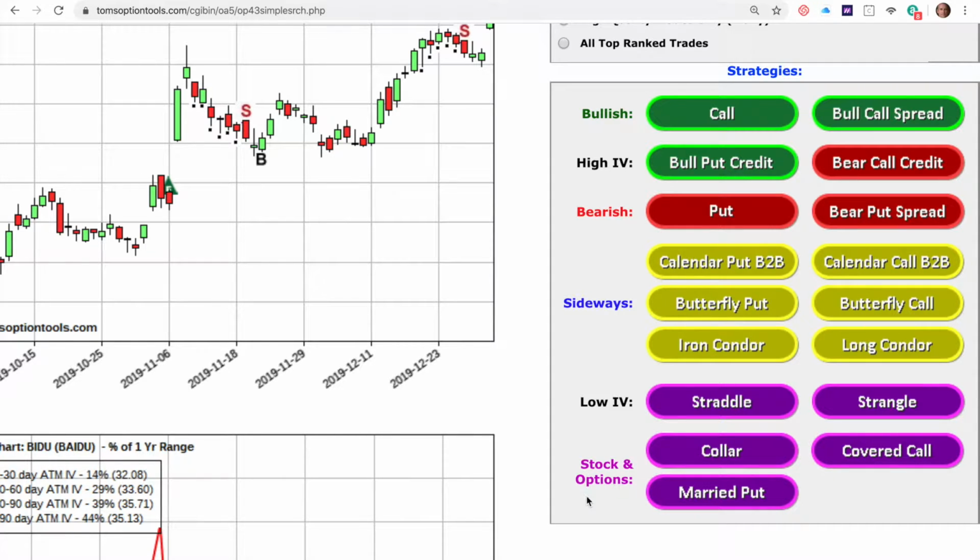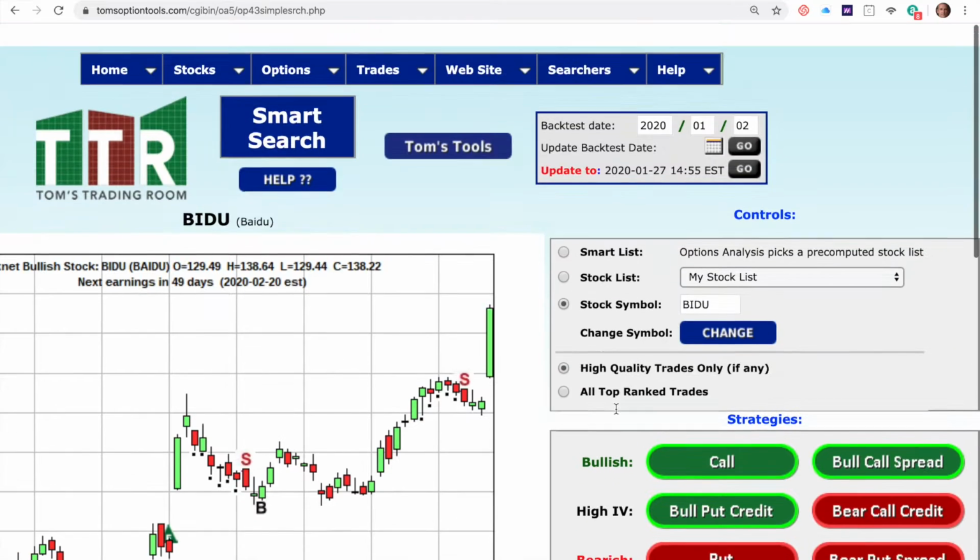Then we have stock and options trades like collars, covered calls, and married puts. Those are the basic strategies. There's other option strategies, but those are the ones that most people use. And all of them are accessible right here from the Smart Search dashboard. So let's do an example.